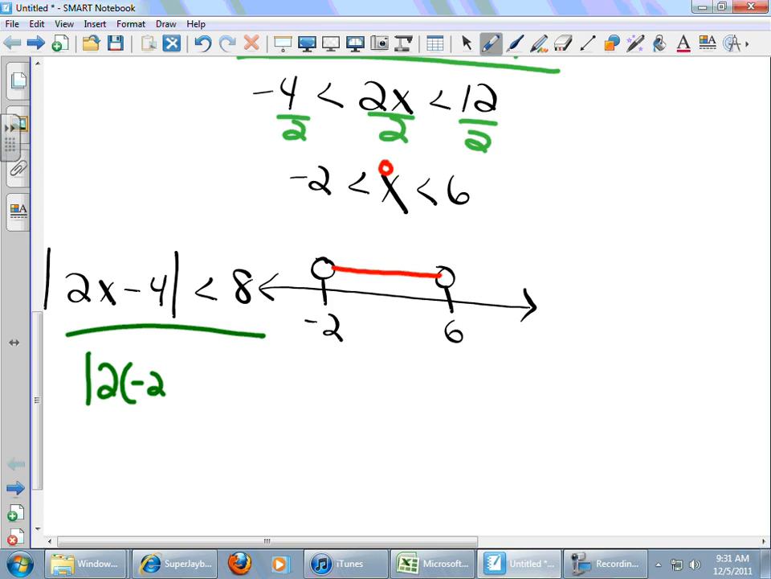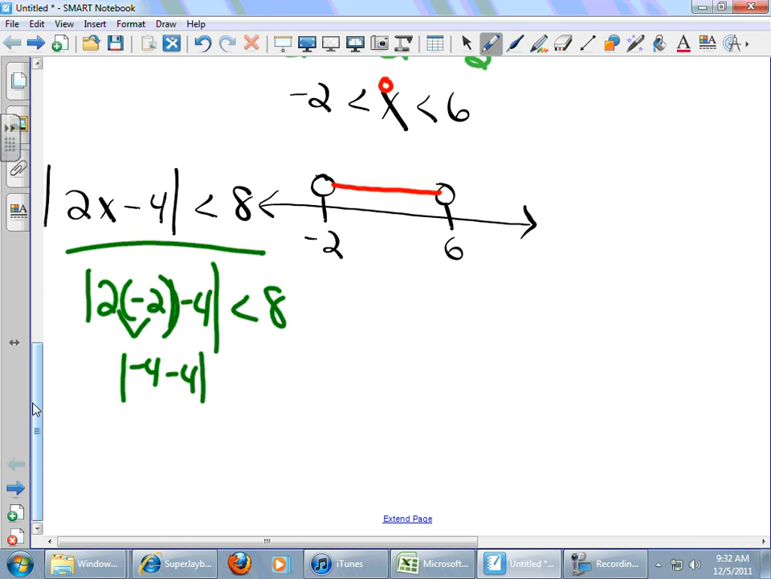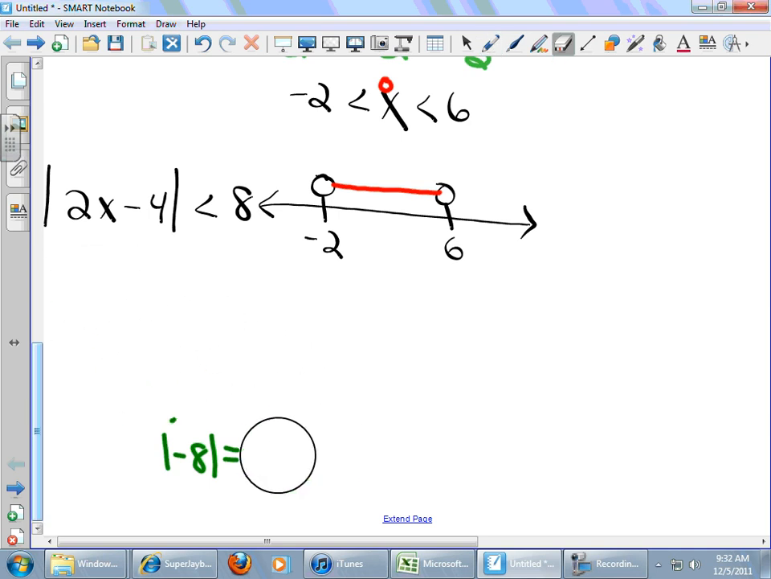2 times negative 2 minus 4, absolute value, is less than 8. Well, this becomes negative 4 minus 4, absolute value of all that, of course, which becomes the absolute value of negative 8. Now, the absolute value of negative 8 equals 8. But is 8 less than itself? Absolutely not. So you see, negative 2 does not work as a solution. Positive 6 will not work as a solution. But any other number that I choose between negative 2 and positive 6 will work as a solution. You can test that if you're not sure about it. Okay, so let me get rid of this here, and let's look at another example.